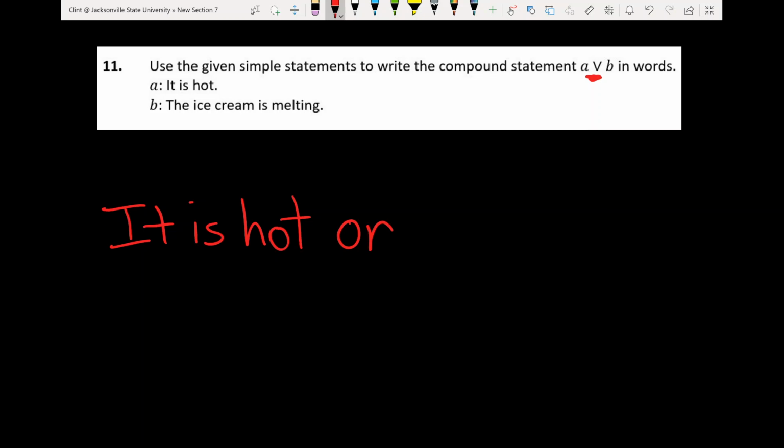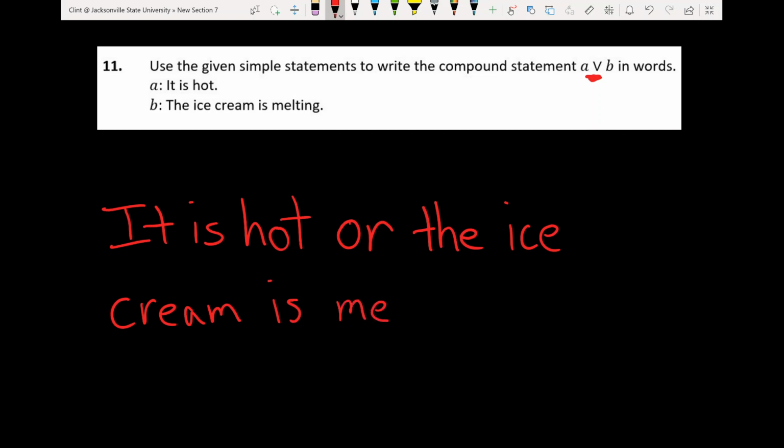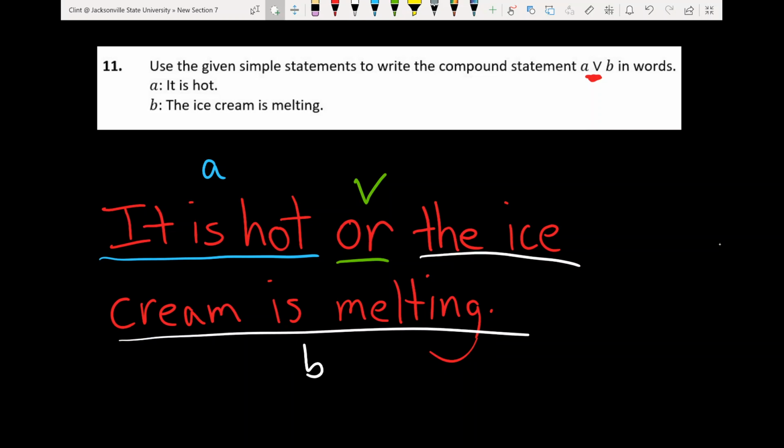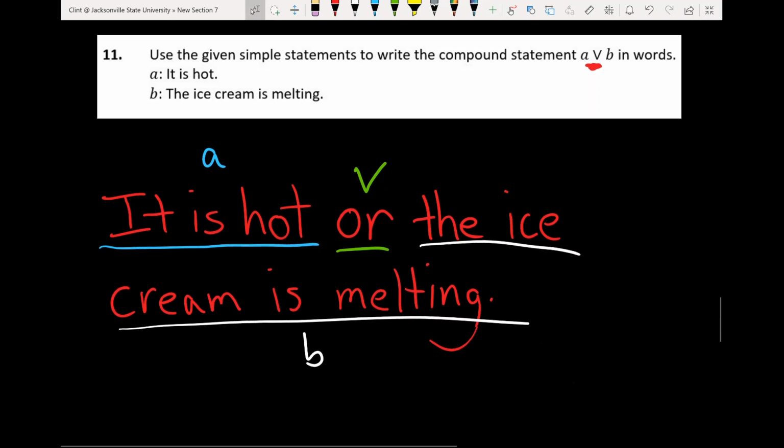So we'll have it is hot, or then we need statement B, and statement B is the ice cream is melting. So the it is hot part is statement A, or our little V symbol here, and then the ice cream is melting, that's statement B. So we've gone from symbols into words. One more in this video, do number 12.